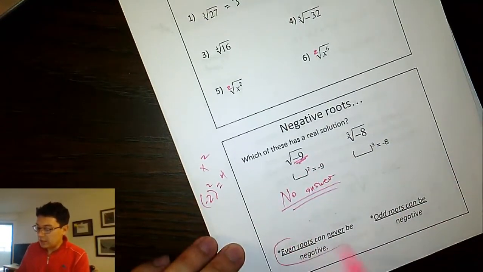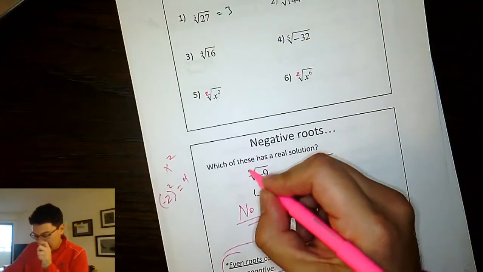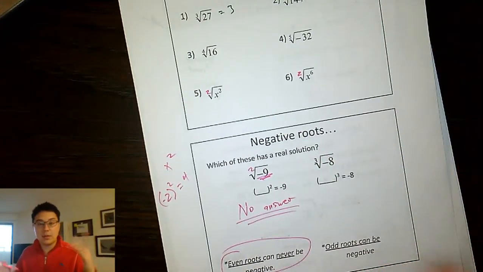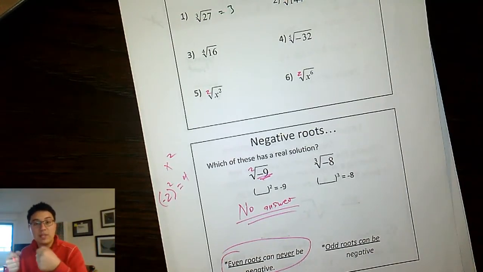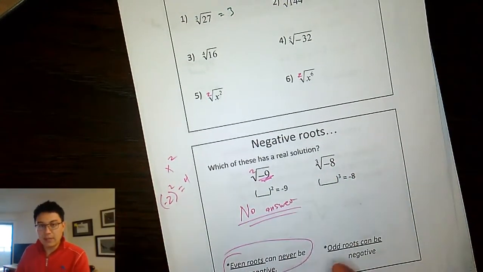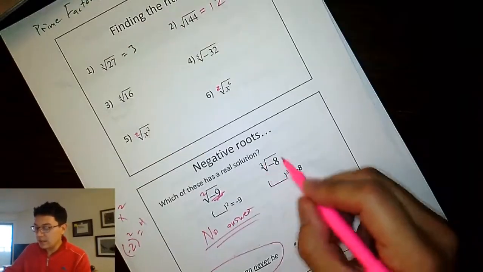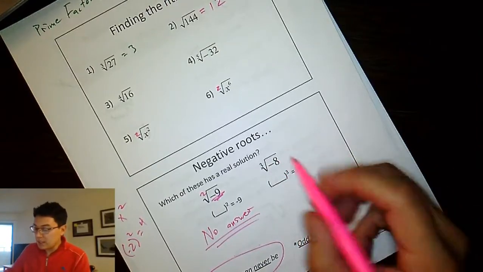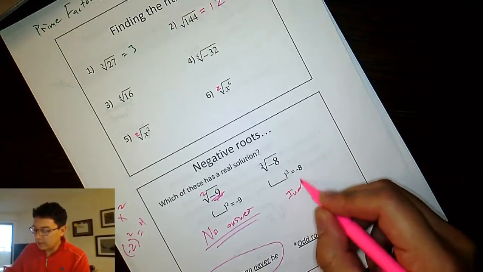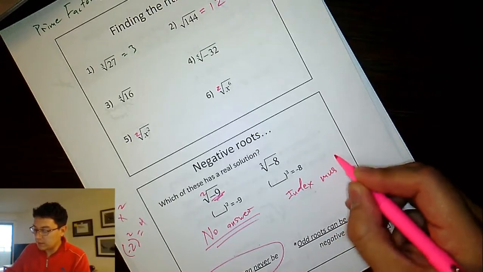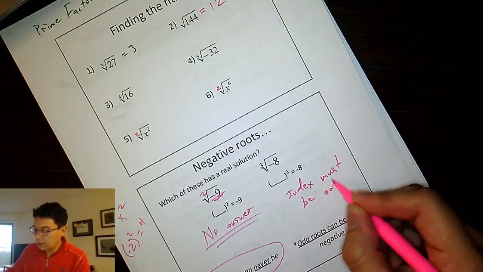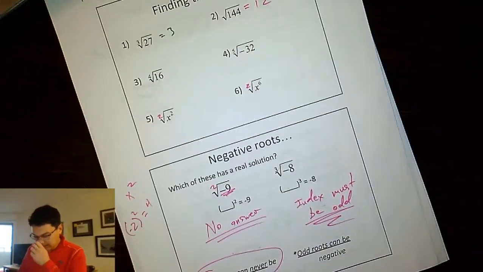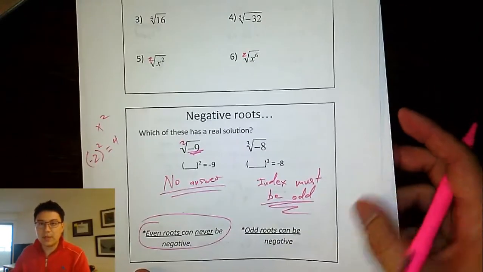Okay? So even roots can never be negative. So there's really a 2 here. If it had been a 4 or a 6 and so on and so forth, that means we have an even number of things multiplied together. An even number of negative things multiplied together is still positive. Okay? So even roots can never be negative. The only time that we can take roots of negative numbers is if the index is odd. Index must be odd. Okay? All right, let's go to the next page now.